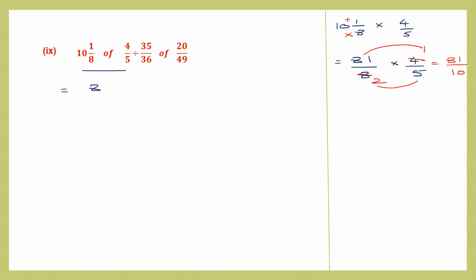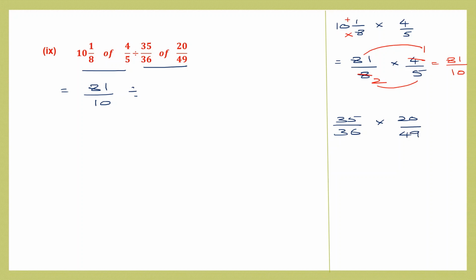So let's write that 81 by 10 divided by, now we have the next set of numbers that we have to work out with "of". So let's write that 35 by 36 of 20 by 49. Now what can we cancel?